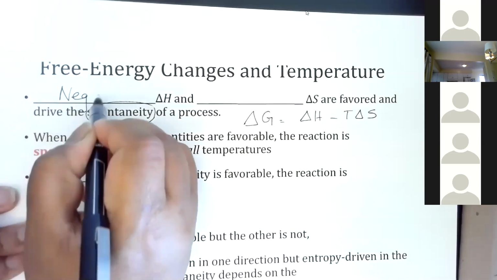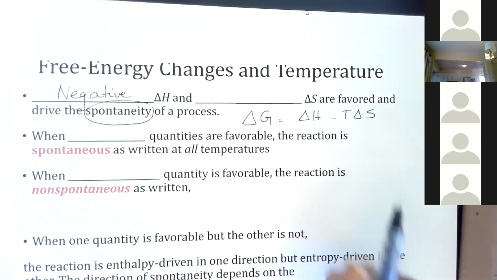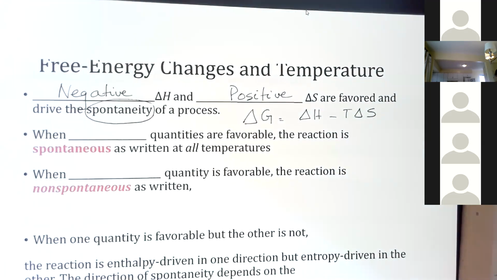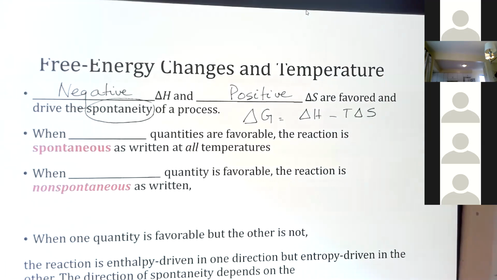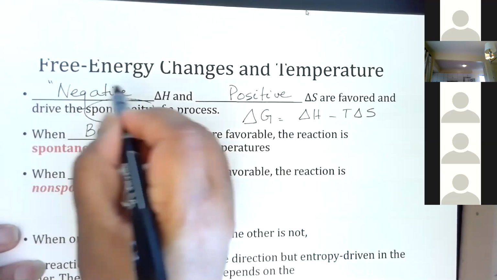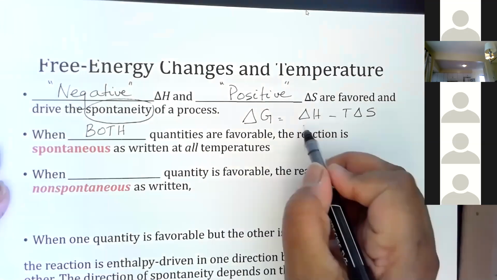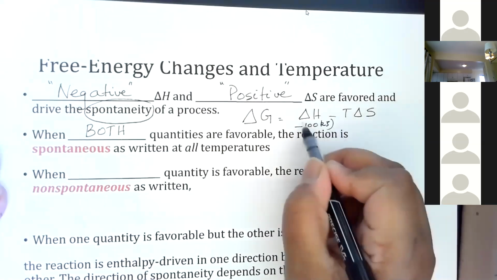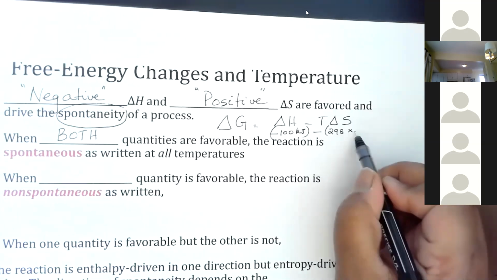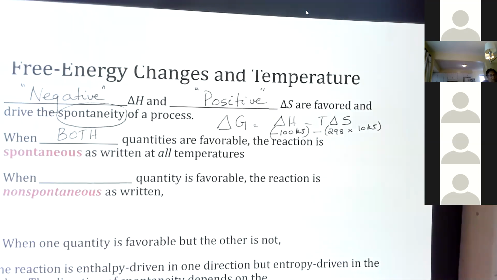If you have a negative delta H, mathematically, if this is negative, and that is positive, then delta G will be a big negative value. Okay, so put on your math thinking cap here a little bit. So when both quantities are favorable, these are the favorable sign conditions. If this is minus 100 kilojoules, this is always positive. This must be positive, so this will be negative. And let's say 10 kilojoules. That's the most favorable situation.